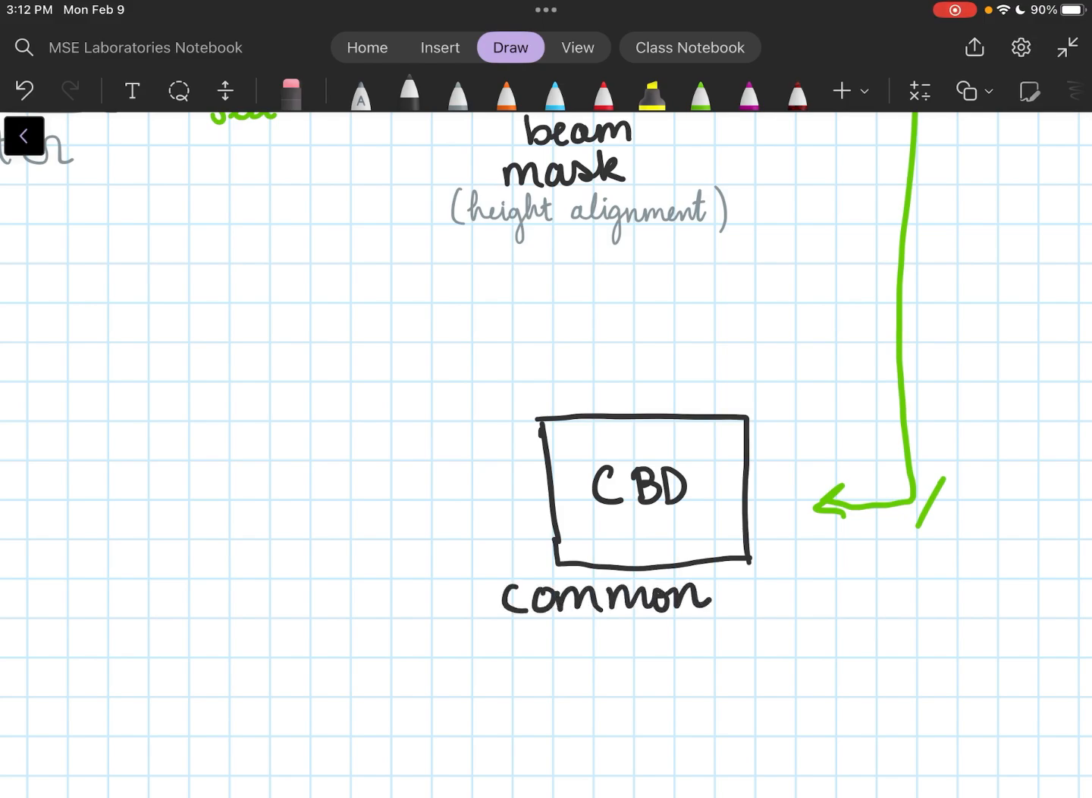So this is also called common beam, but this is called common beam depolarizer.